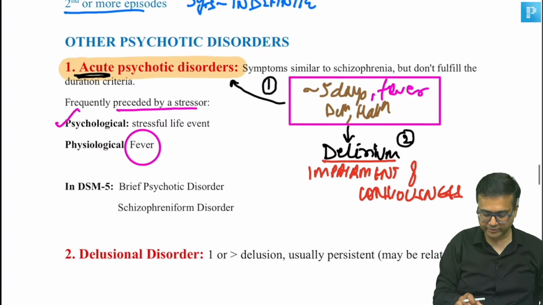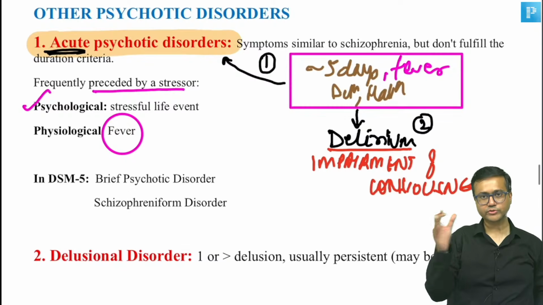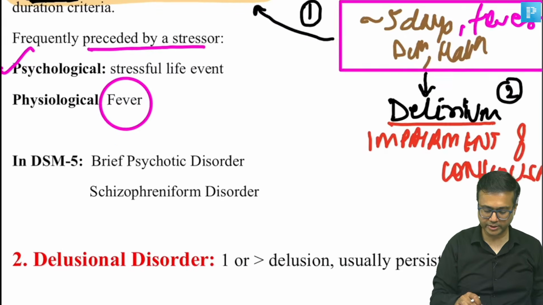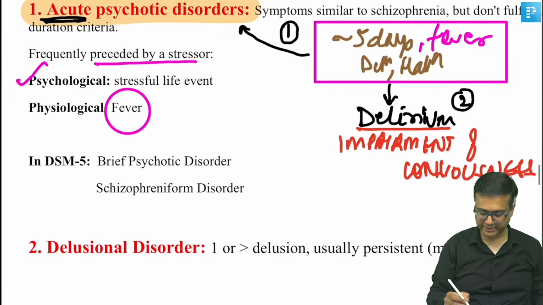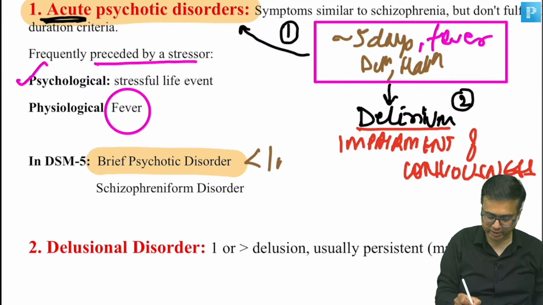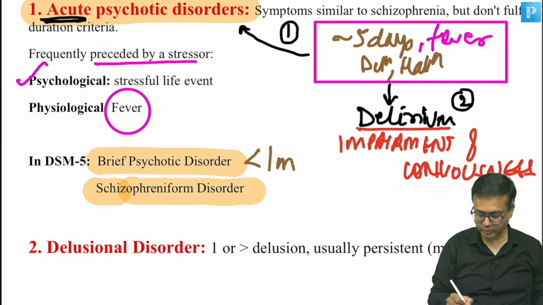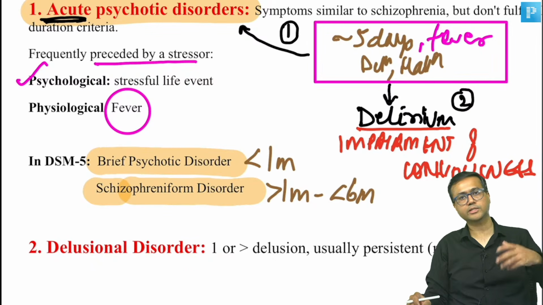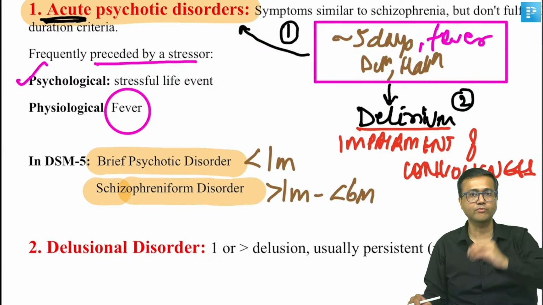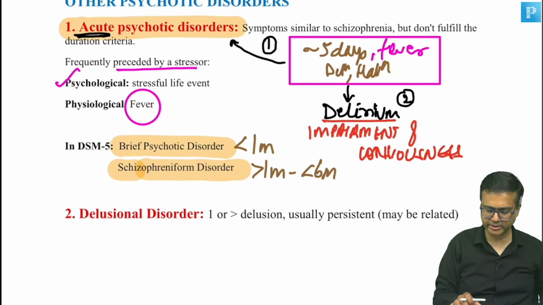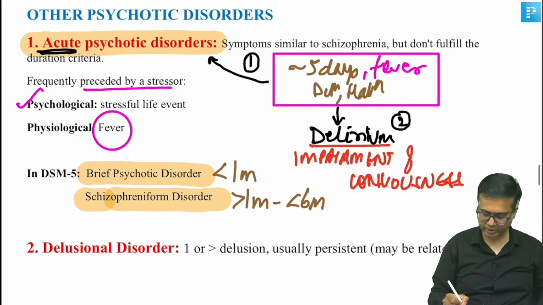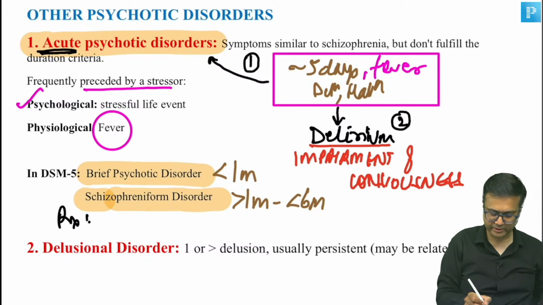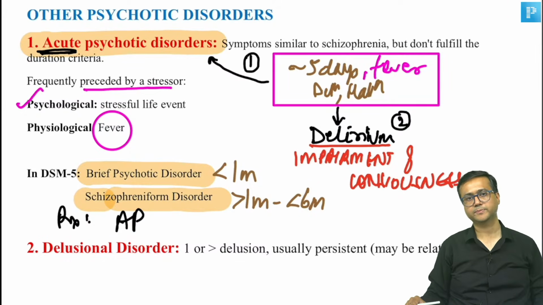See, in DSM-5, the duration of schizophrenia was 6 months. So they further divided acute psychosis into 2 categories. One is brief psychotic disorder if the duration is less than 1 month. Another is schizophreniform disorder if the duration is more than 1 month but less than 6 months. If it is 6 months or more, then you will make a diagnosis of schizophrenia. And since it's a psychotic disorder, what is the treatment? You will say we can give antipsychotics.